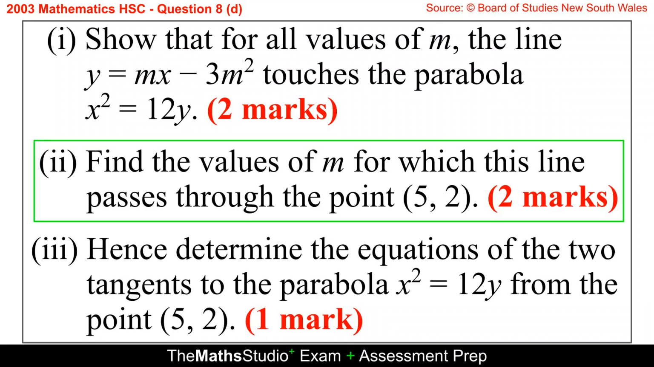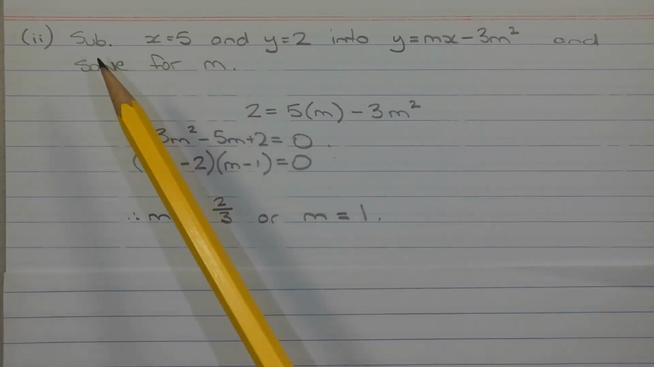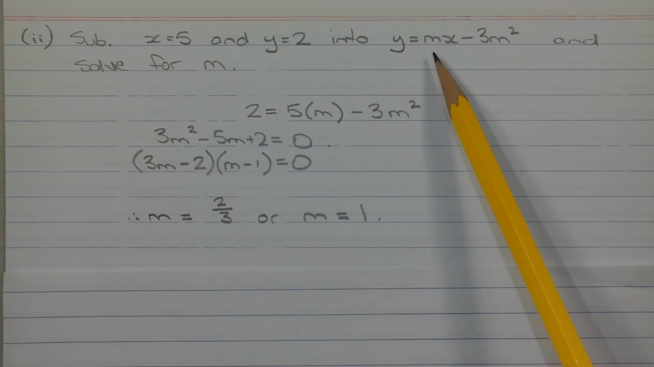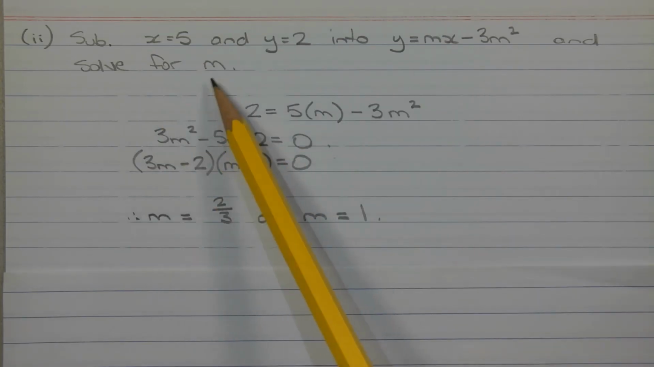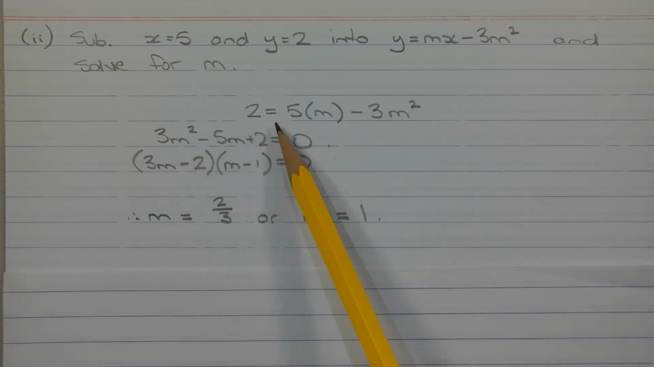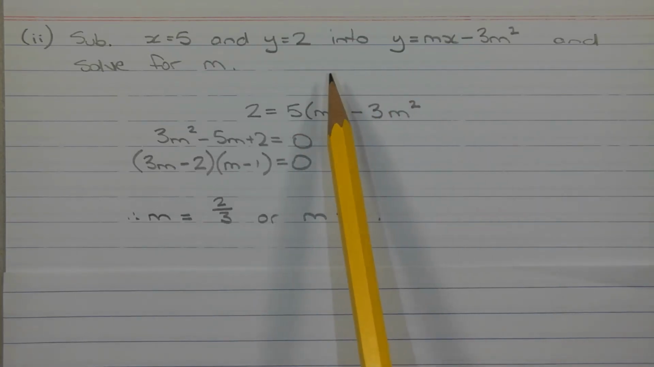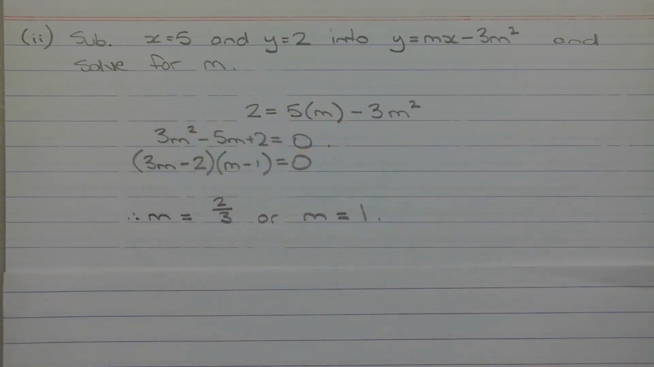Part 2. Find the values of m for which this line passes through the point 5, 2. Substitute x equals 5 and y equals 2 into the equation of the line y equals mx minus 3m squared and solve for m. So 2 equals 5 times m minus 3m squared. Moving the terms on the right hand side over to the left hand side to form a non-monic quadratic equation, we get 3m squared minus 5m plus 2 equals 0.